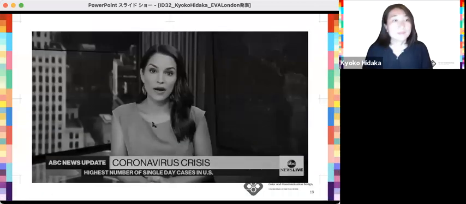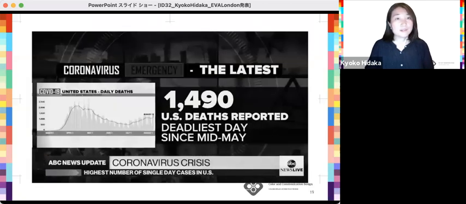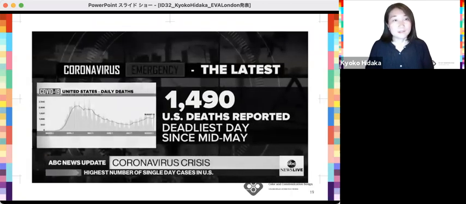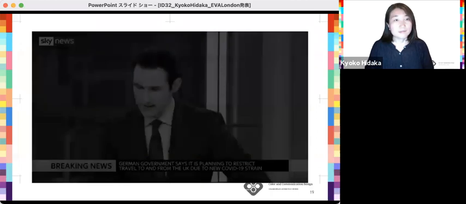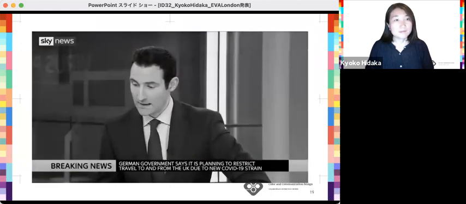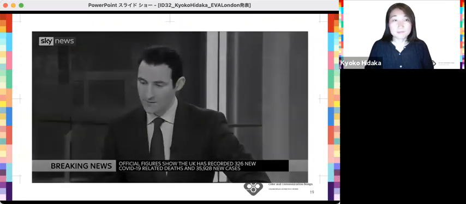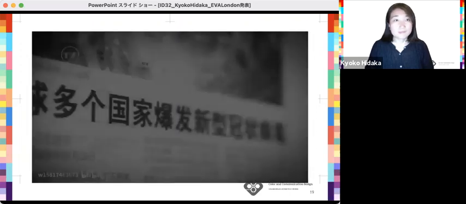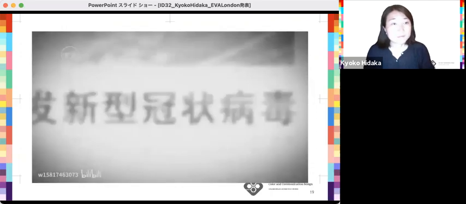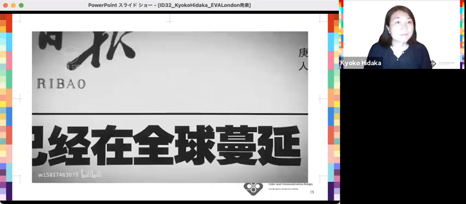On the coronavirus, the United States is reporting the highest number of deaths in a single day, nearly 1,500. We've had the latest coronavirus figures for the United Kingdom. Let's tell you what they are. 35,928 new.